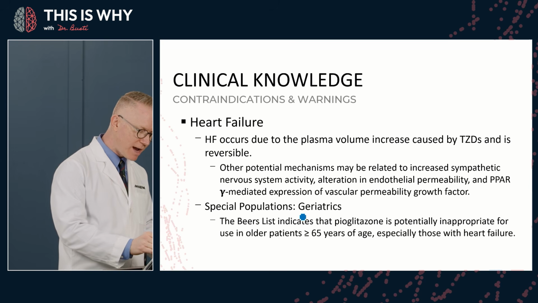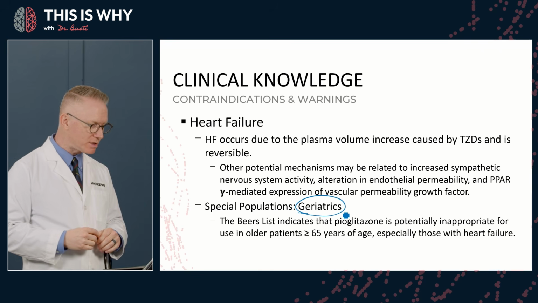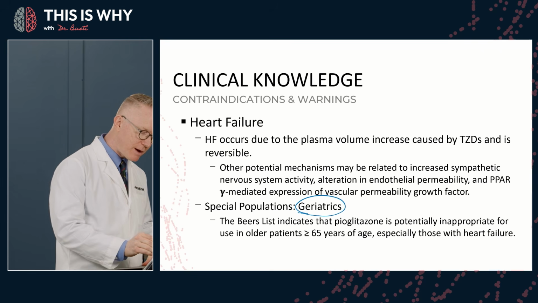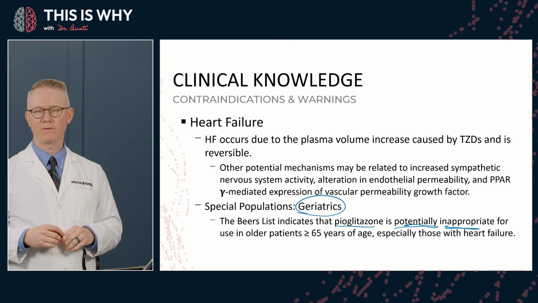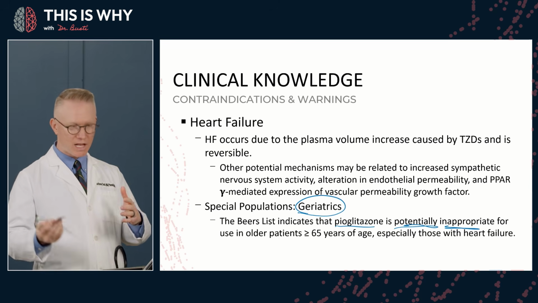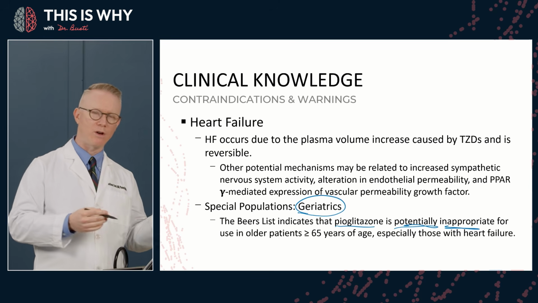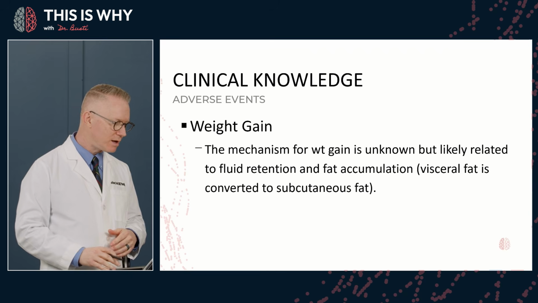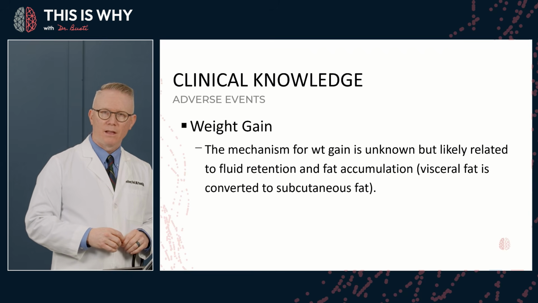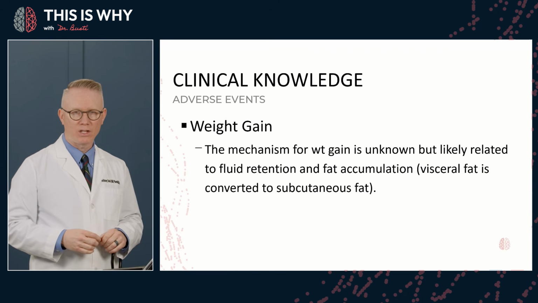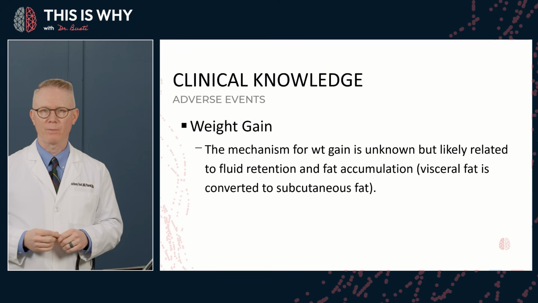From a geriatric standpoint, special populations, pioglitazone is potentially inappropriate in patients over the age of 65, especially if they have underlying heart failure, okay, where as we get older, comorbidities evolve, they become more established. That's not surprising. And then lastly, that weight gain issue that does show up, okay?